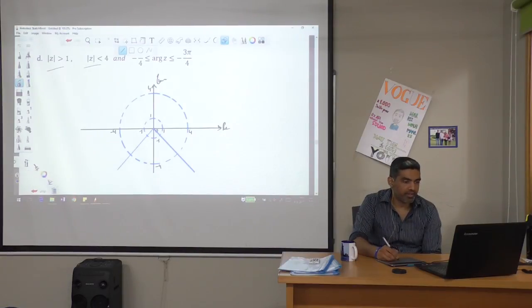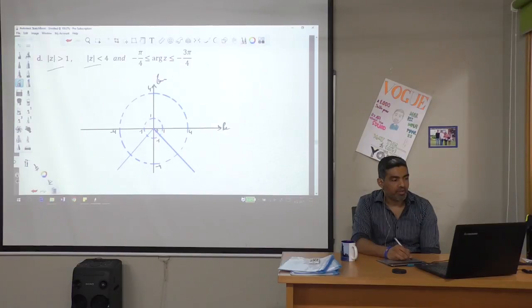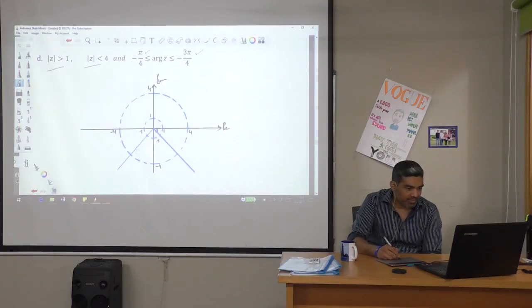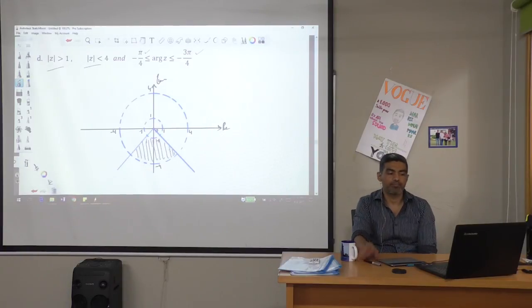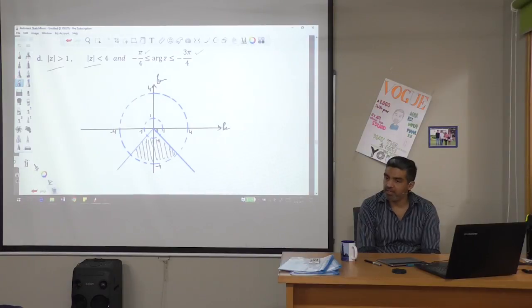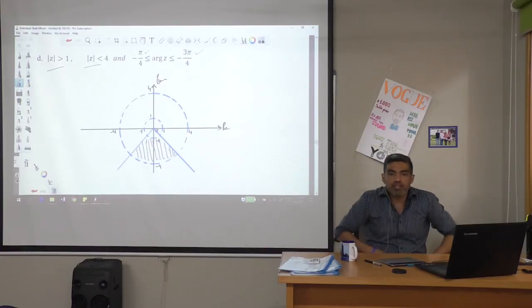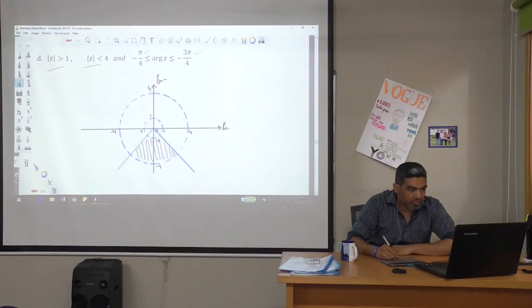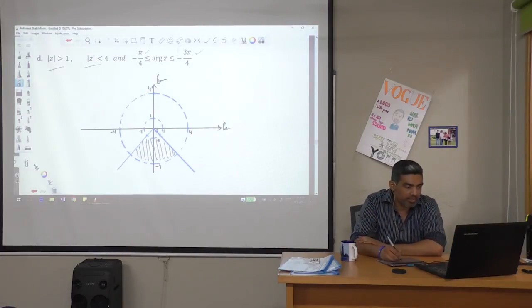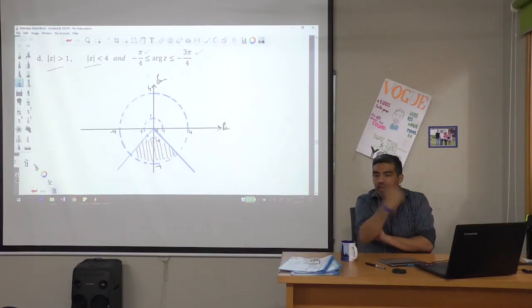And your area, it has to be greater than 1, outside the smaller circle, less than 4, within the bigger circle, somewhere in between, but has to also be in between these two angles. Within the bigger circle, outside the smaller circle, and within the two angles. Going from minus 3 pi by 4 to minus pi by 4. This should have been the other way around. Should have been minus 3 pi by 4 to minus pi by 4.